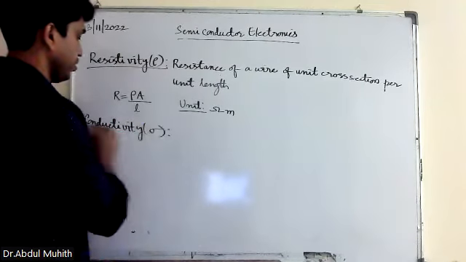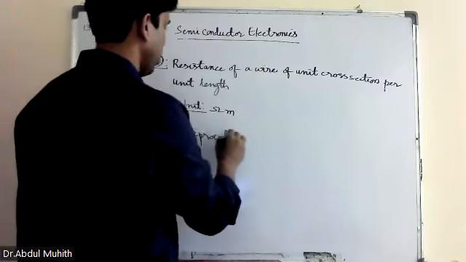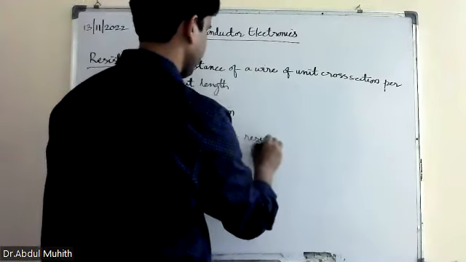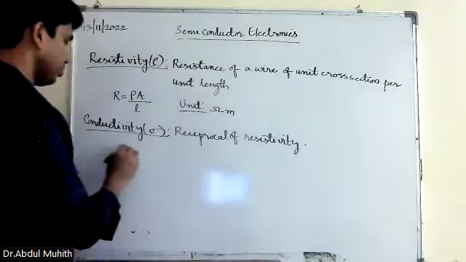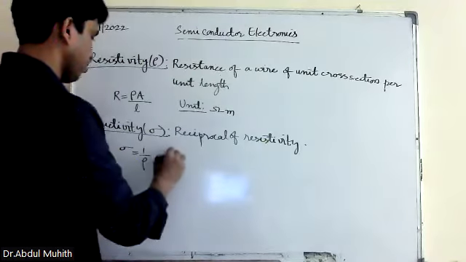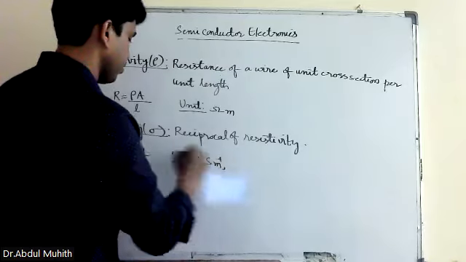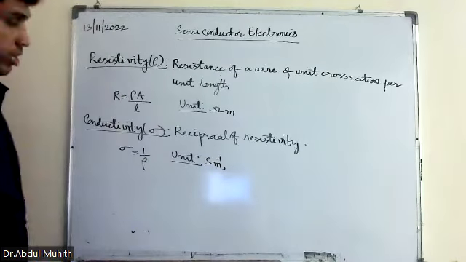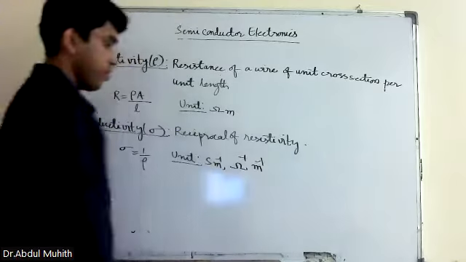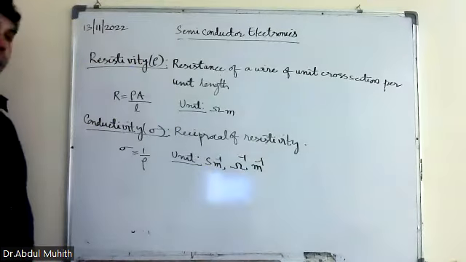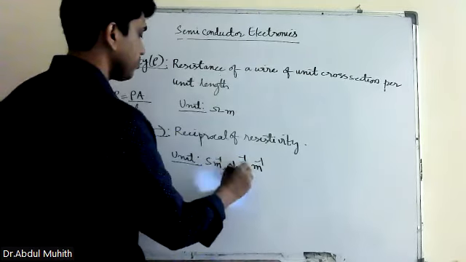Sigma. So the reciprocal of resistivity is conductivity. So sigma is equal to 1 by rho. The unit is Siemens per meter, or we can also write per ohm per meter. Siemens per meter or per ohm per meter. We can write it like this.